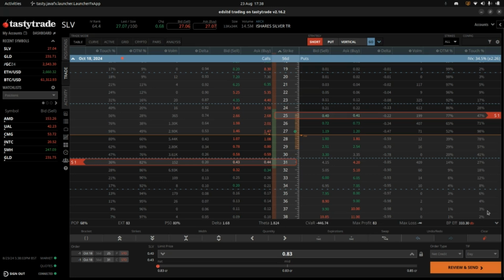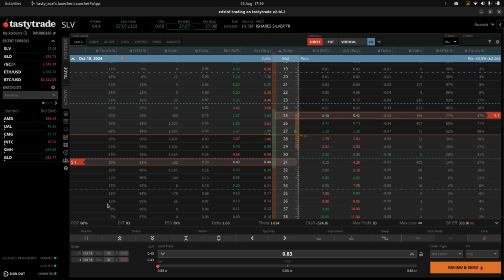So we lock up $333 and we collect $83, and we have a 68% chance of that working out, which is a high probability trade. To increase our probabilities even higher, we don't need to wait to collect all $83. If we were to take profit at $41 or $40, which is near enough 50%, we would then have a probability of profit of 83%, which is considerably higher than the 68%. So by taking profits early, we can increase our win rate.